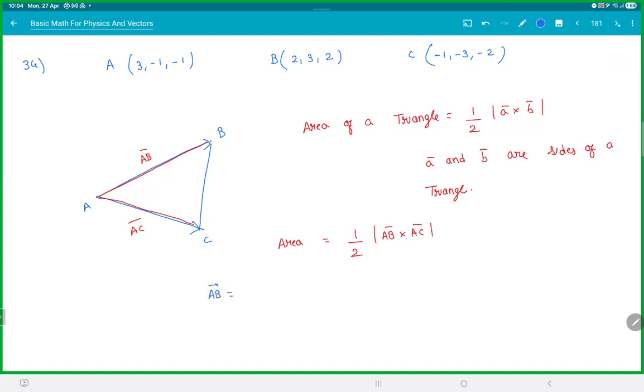So what's AB bar? A to B. B is final, A is initial: minus i cap, plus 4j cap, plus 3k cap. AC bar: minus 4i cap, minus 2j cap, minus k cap. I need to get a cross product for this. Let's see. Get it fast, everyone. You guys know how to do the cross product. So that's the main idea there. If I give you some random points in space, it's difficult to visualize how the triangle will look, but your vector cross product will take care of it.